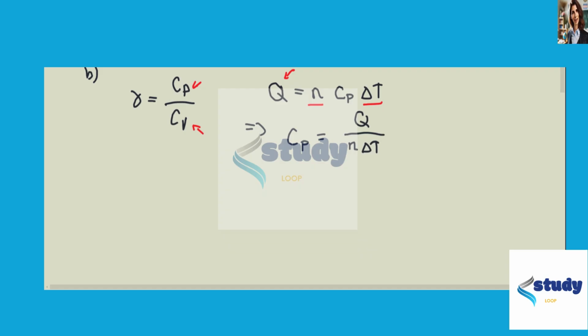Next, we can simply substitute the known values. The heat will be 970 joules, the number of moles is 1.75 moles, times the temperature change in kelvins. When we put these values into a calculator, we evaluate it at 37 joules per mole Kelvin.